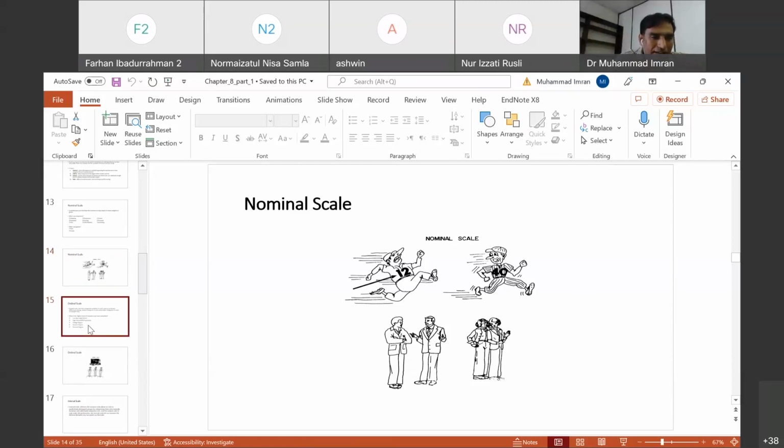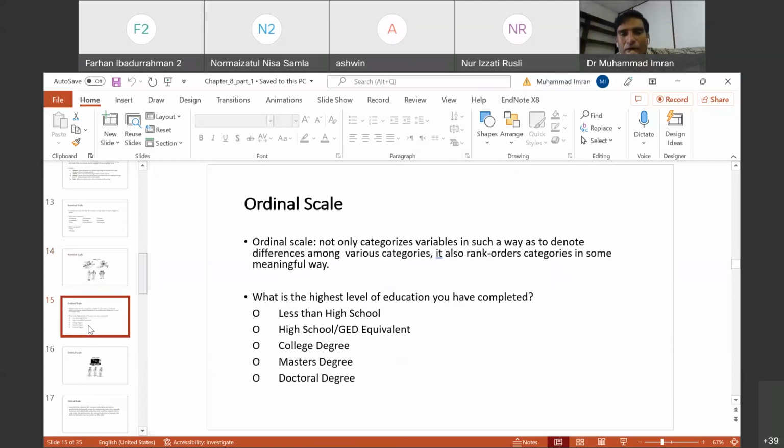Ordinal scale does not only categorize variables. First we have to categorize in such a way that there is a difference among the various categories. It also rank orders categories in some meaningful way. First, we have to categorize. Second, we have to give them rank. The second step, rank. How?